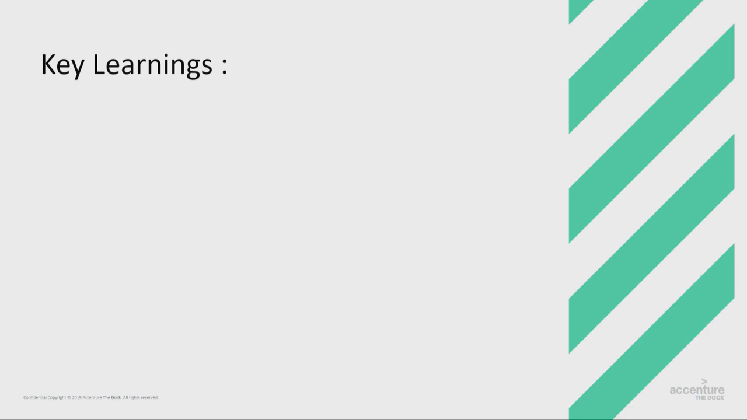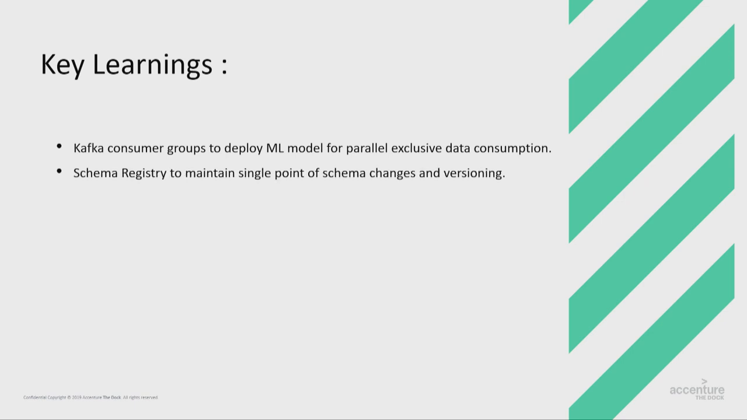To finish it up, I'm just going to go through some of the key learnings. We used Kafka as our backbone of this service, and the consumer group really allows you to spin up instances of machine learning models within the consumer group for parallel execution and parallel data consumption. Schema registry is a single point of schema changes and versioning. So if the VR developer changes the schema and data scientists don't know, they don't have to worry, because there's a central schema registry for that, and data consumption will go smooth as it was before.